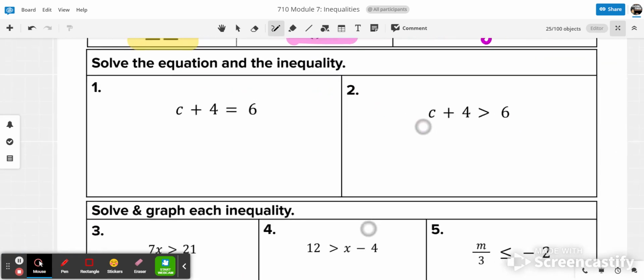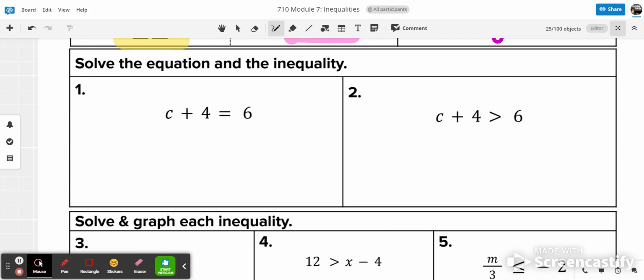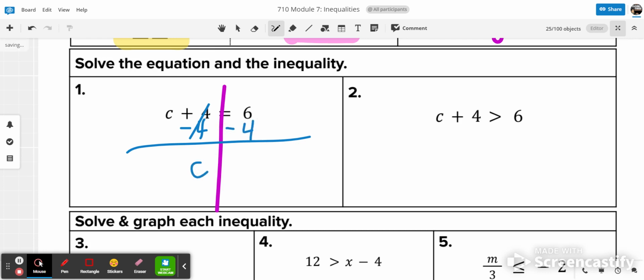All right, so we're going to solve inequalities just like we solve equations. So we're going to use our inverse operations. With my first equation, this is something that we just took a test on in Module 6. We're going to draw our line, and we see c plus 4 equals 6. So the opposite of addition, we know, is subtraction. If I do 4 minus 4, that equals 0. Whatever I do to one side, I have to do to the other side to keep it balanced. 6 minus 4 is 2. So that's how I solve the equation, right?